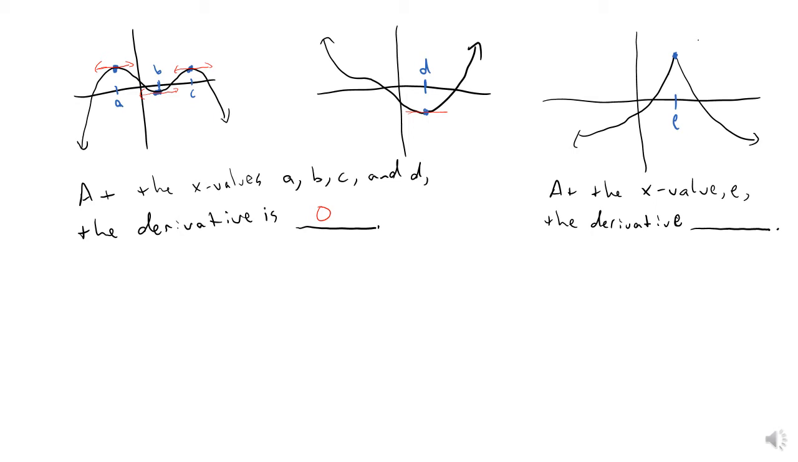But there's something else that could happen with our derivative that could lead to an extremum. If you look at the third graph, think back to something we talked about earlier in the semester. At this x value e, what's true about the derivative there? The derivative at e, whenever anytime a graph comes to a sharp point, we say that the derivative does not exist.